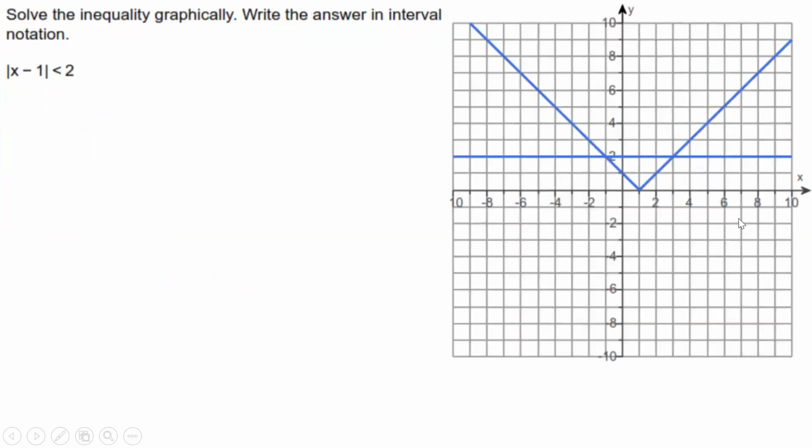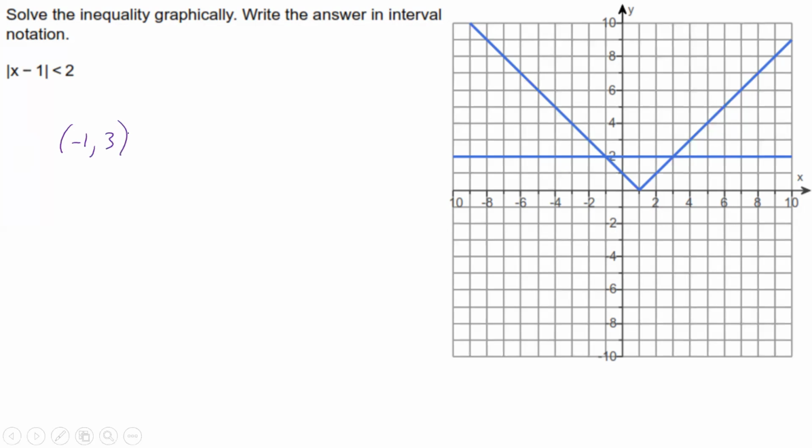All right, so now we're supposed to solve the inequality graphically and then write the answer in interval notation. So when is the absolute value, which is drawn for us, less than 2? Well, it's less than 2, basically everything below that line. And so if we write that, and it's in interval notation, it's going to go from, it looks like a negative 1 all the way up to a 3. And so it's going to go from a negative 1 to a 3.